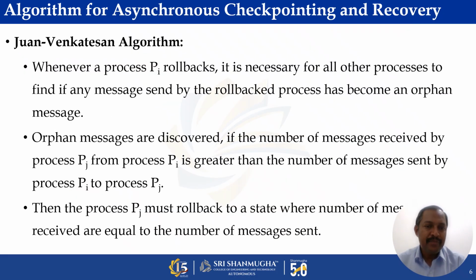For example, whenever a process Pi wants to apply rollback, it is necessary for all other processes to find out if any message sent by the rolled-back process has become an orphan message. Orphan messages are discovered if the number of messages received by process Pj from process Pi is greater than the number of messages sent by process Pi to process Pj. Then process Pj must roll back to a state where the number of messages received is equal to the number of messages sent.